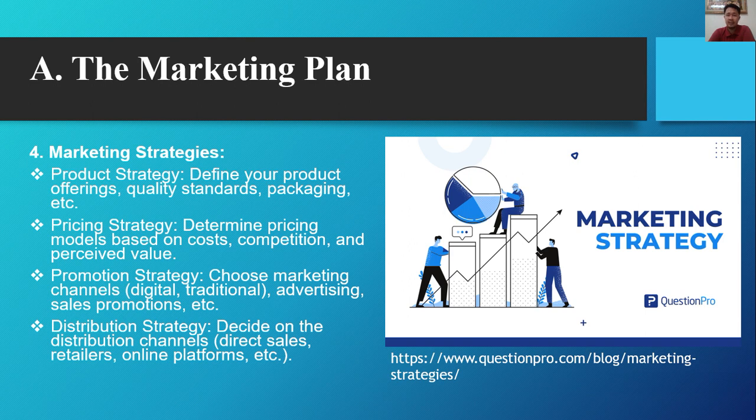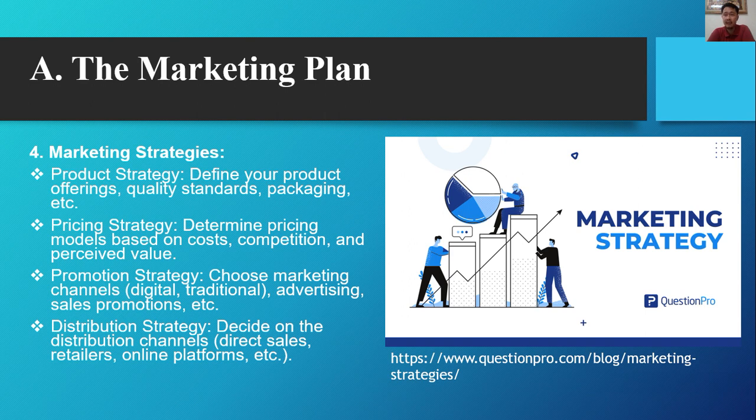So in marketing strategies, we have four components that we need to consider. Number one is your product strategy. So you need to define your product. What do you offer? And then the quality standards. So since we are dealing with agricultural products, we are dealing with food. So you need to have a standard that is mandated by our Philippine government.